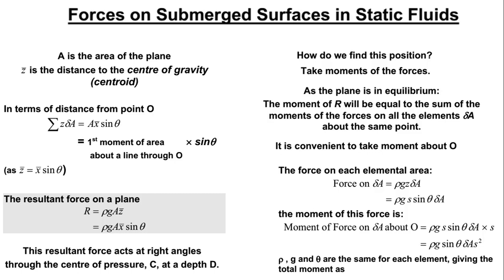So for us now to calculate the resulting force on the plane, we can write R is equal to rho G A Z bar. What we have done is replace this summation of Z delta A with A X bar sine theta. So we can write R is equal to rho G A X bar sine theta. That will be the resulting force that we are going to get at this point.